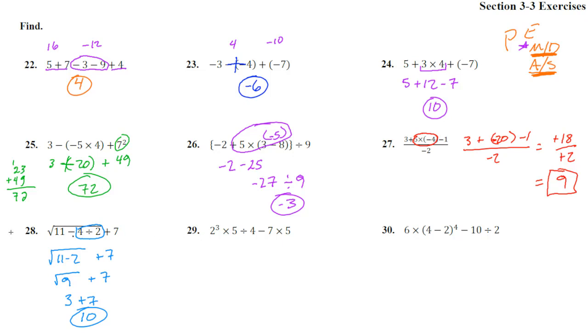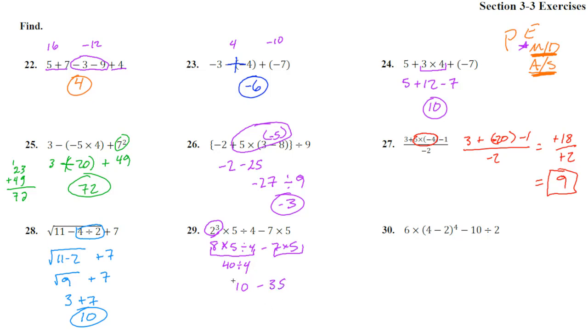And number 29. Let me see, we got 2 cubed, take care of that exponent, so that's 8 times 5 divided by 4 minus 7 times 5. Good. Exponents done. Multiplication and division. So this is a group, and this is a group right here. So 8 times 5 is 40. 40 divided by 4, that's 10, minus 7 times 5 is 35.